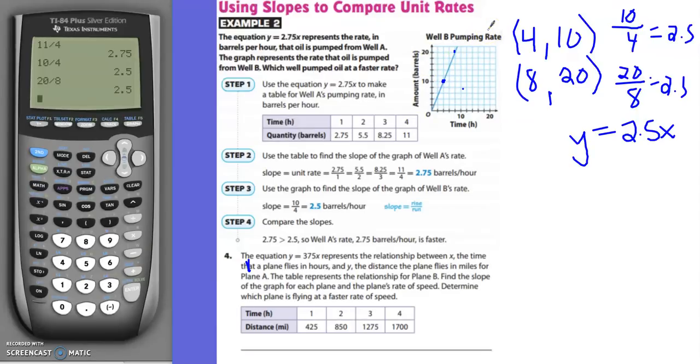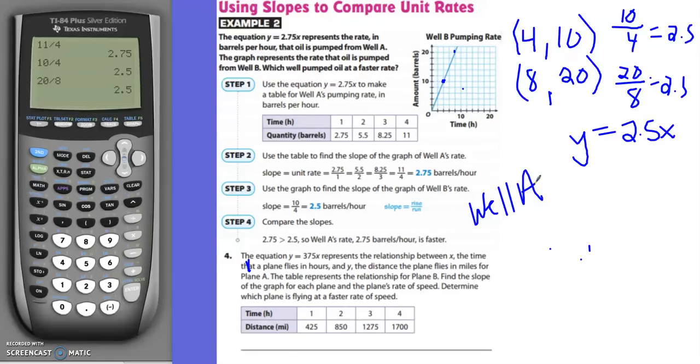Alright, well, which one's faster? Well, A is 2.75 barrels compared to well B, which is 2.5 barrels. Well, I'd rather have 2.75 faster, so well A has a faster rate. Okay, let's take a look at number 4.